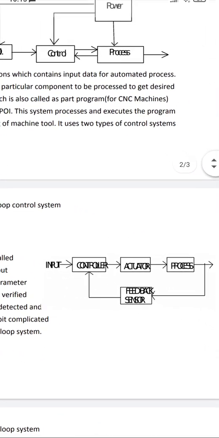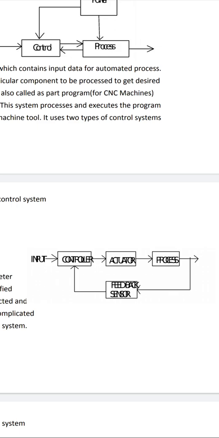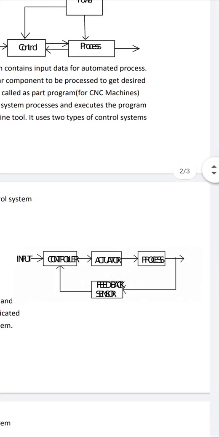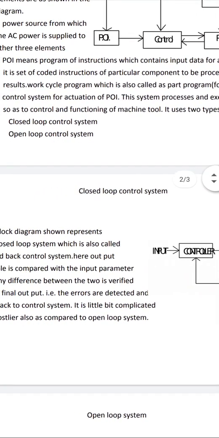In the closed loop control system, as you can see here, the same elements are utilized here: input details, program of instructions, controller, then actuator, process, and output. Output means the results, the final movement of the machine tool. Between input and output, a sensor or a comparator, a device called the feedback device, is connected. For that reason it is called a closed loop control system.